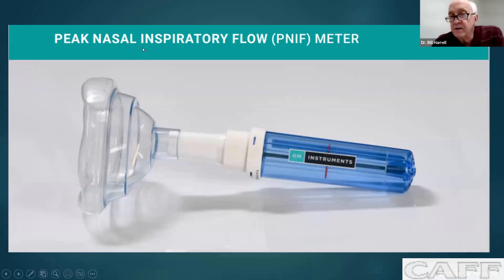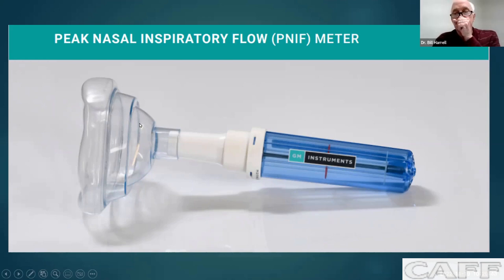Now, here's a poor man's way to do rhinomanometry. It's called a peak nasal inspiratory flow meter, PNIF. It has a face mask part on the left that fits over the nose and mouth. It's got a simple tube with this little red wafer right here, and a magnet up at the top. So you put this thing up and tap it, and the magnet takes that little strip and puts it all the way at the bottom. Then you flip it over, the magnet comes back up, and the red wafer stays down here.